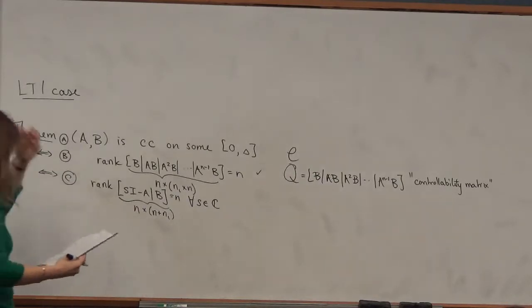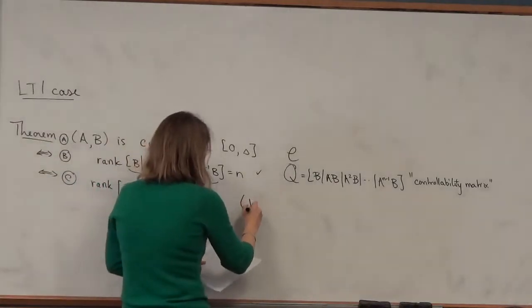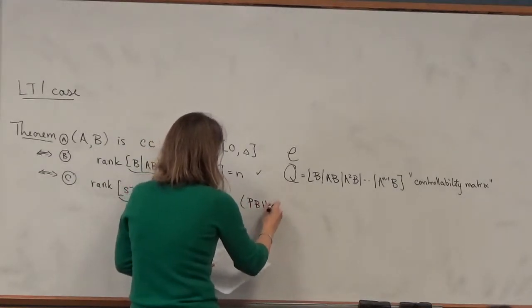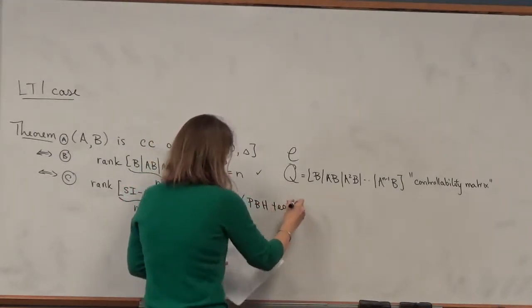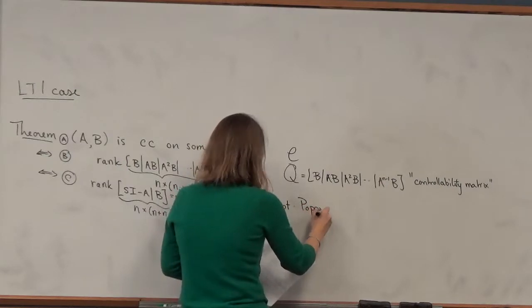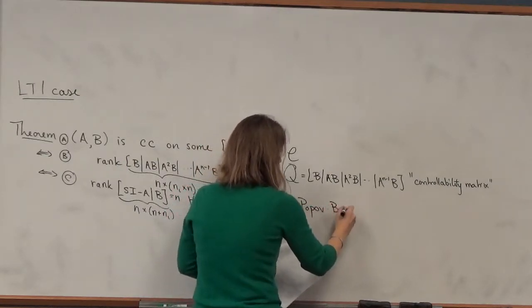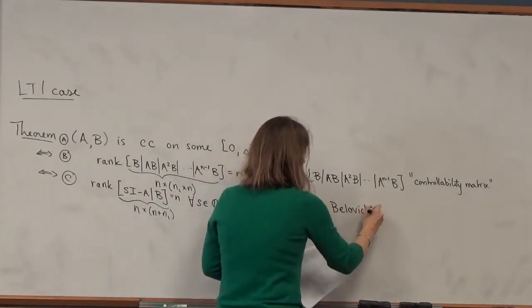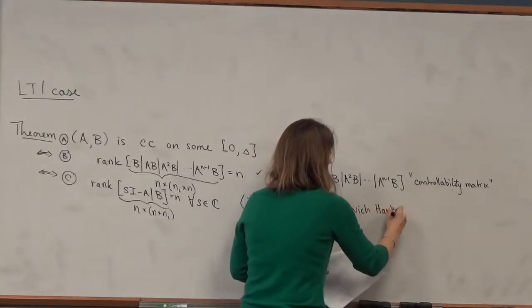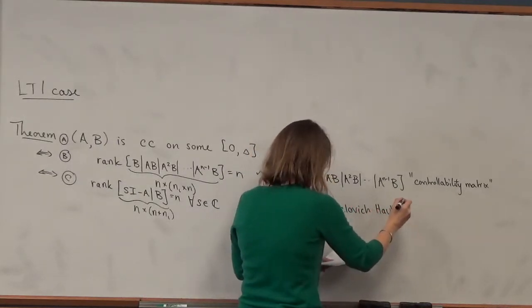And this test is actually a nice one. It's called the PBH test. The P is for Popov, B is for Belevitch, and H is for Hautus.